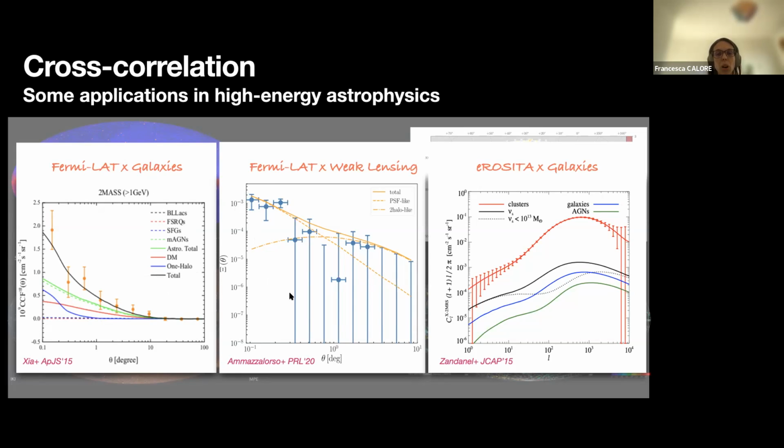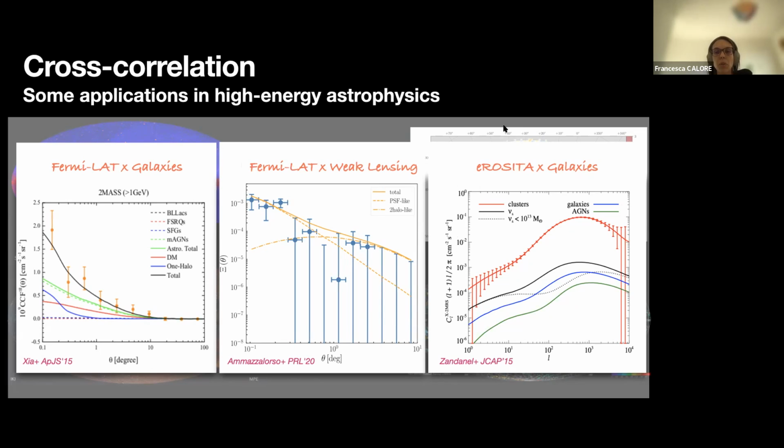The same is true when you cross-correlate the isotropic Fermi-LAT sky with lensing. And again, I think this is the first work really finding a positive cross correlation between the two catalogs, or let's say the two images. And again, you can use it to leverage the properties of dark matter.